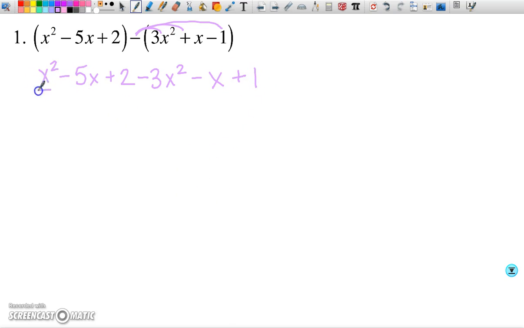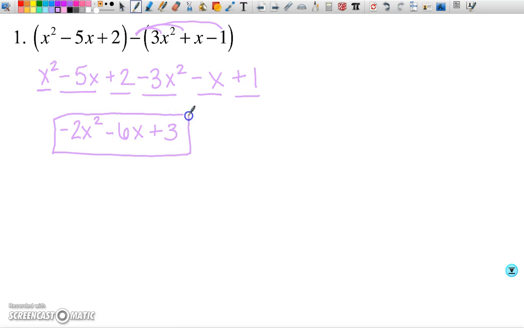And then combine your like terms. So x squared minus 3x squared is a negative 2x squared. Negative 5x and a negative x is a negative 6x. And then a positive 2 and a positive 1 is plus 3, and that would be your final answer. So once you distribute that negative, you keep everything out of parentheses and you just combine your like terms.